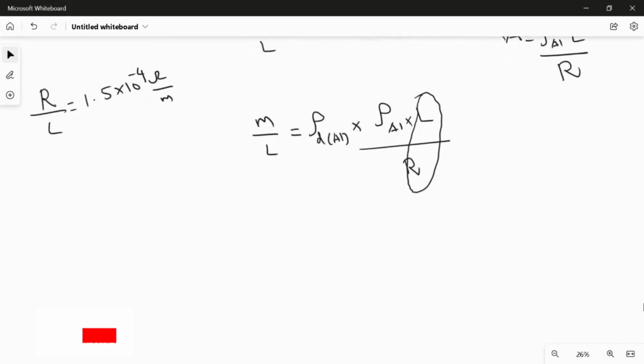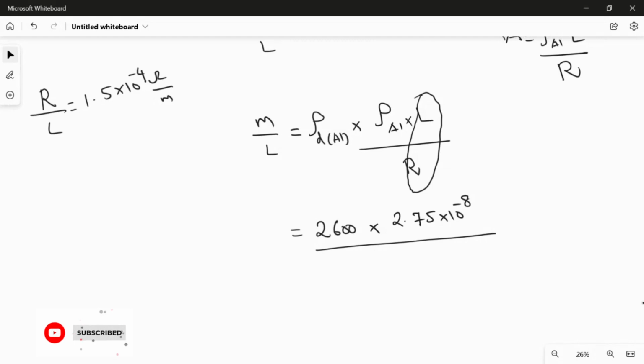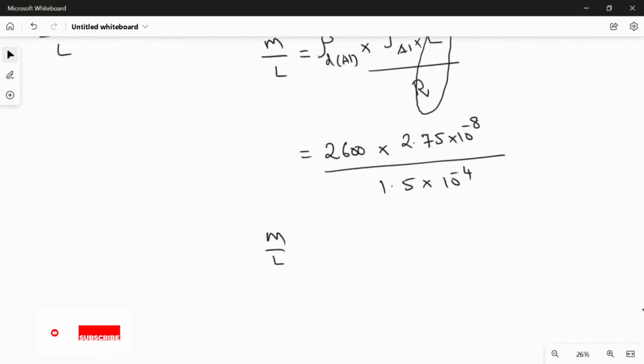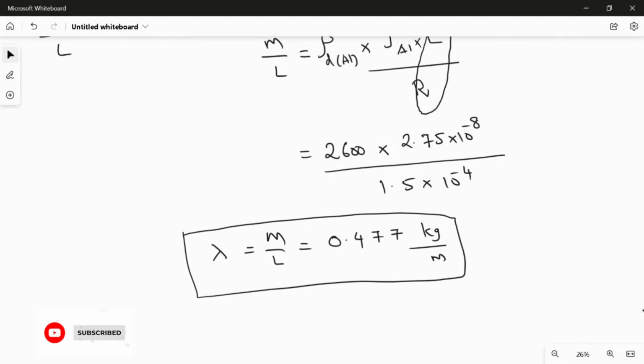The density of aluminum, which is already given in the question, is 2600, multiplied with the resistivity of aluminum, a constant, which is 2.75 × 10^-8, divided by this number, because this is L over R, the inverse value of R over L. So 1.5 × 10^-4. So here we got the answer for the mass per unit length, M over L, is equal to 0.477 kilogram per meter. Actually this mass over length is nothing but lambda. So this is the answer for part D. That's it. Thank you.